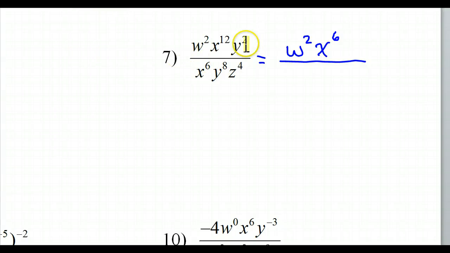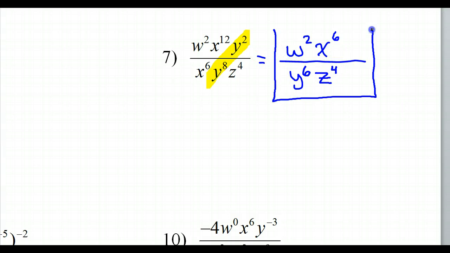Okay, now looking at the y's, again, thinking of it as canceling out. We have 2 y's on the top and 8 y's on the bottom. These 2 y's are going to cancel out 2 of these y's. So that's going to leave 6 y's. But it is clear that those 6 y's will be on the bottom, because that's where there are more. That's where the leftovers will be. And then there's z to the 4th power that doesn't go with anything, so we just bring it down. So that's it. That would be the answer to number 7.